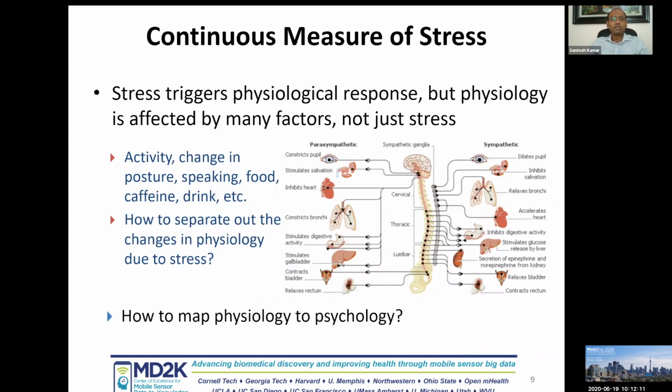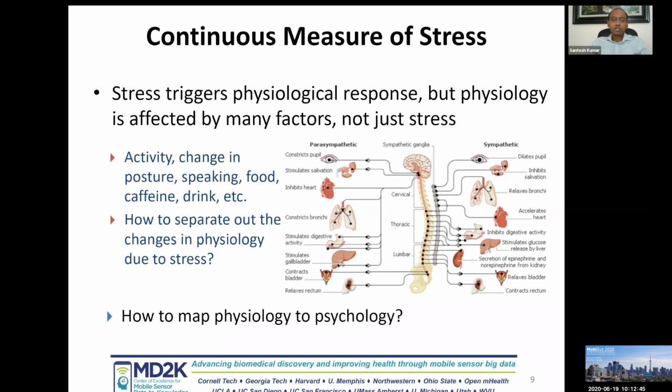What is known is that stress triggers a physiological response, but we also know that the physiology is affected by many factors and not just stress. Physical activity, change in posture, speaking, eating, caffeine, alcohol, and medications, all of them affect physiology in various ways. So how do we separate out the changes in physiology that are due to stress, and be able to recognize when the changes in physiology are due to stress and when they are not?